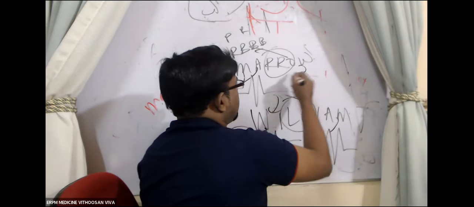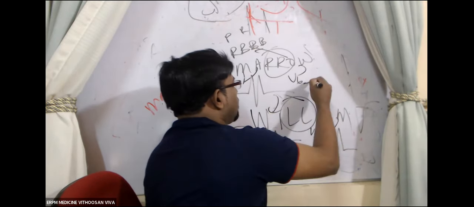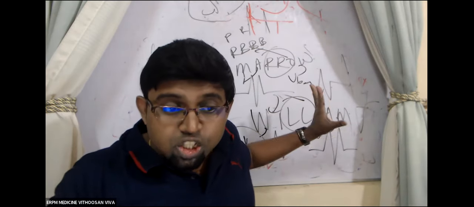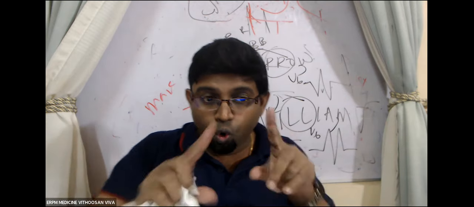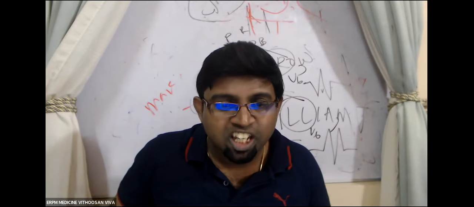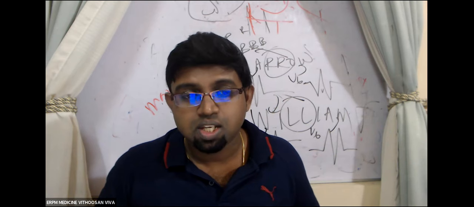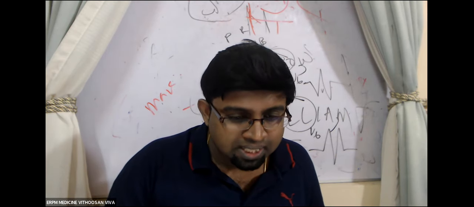V6, right? Your QRS looks like what? Sorry, W shape. In V6, QRS looks like a W shape. So your bundle branch block already has what? Wide QRS. So on top of that, if they develop an SVT, again it will be a wide complex tachycardia.